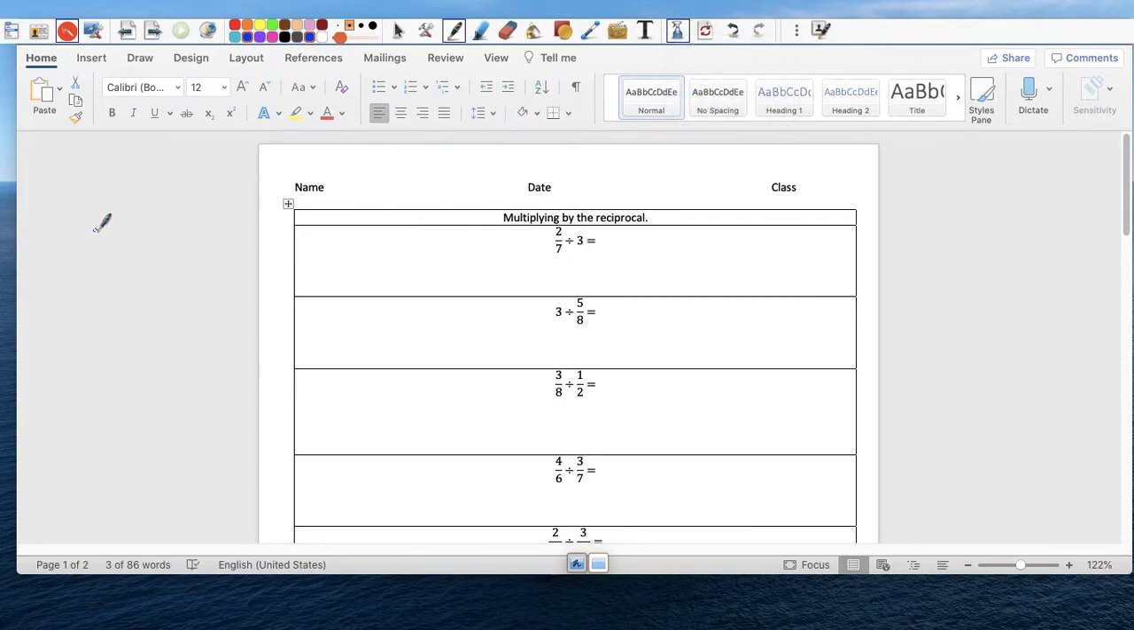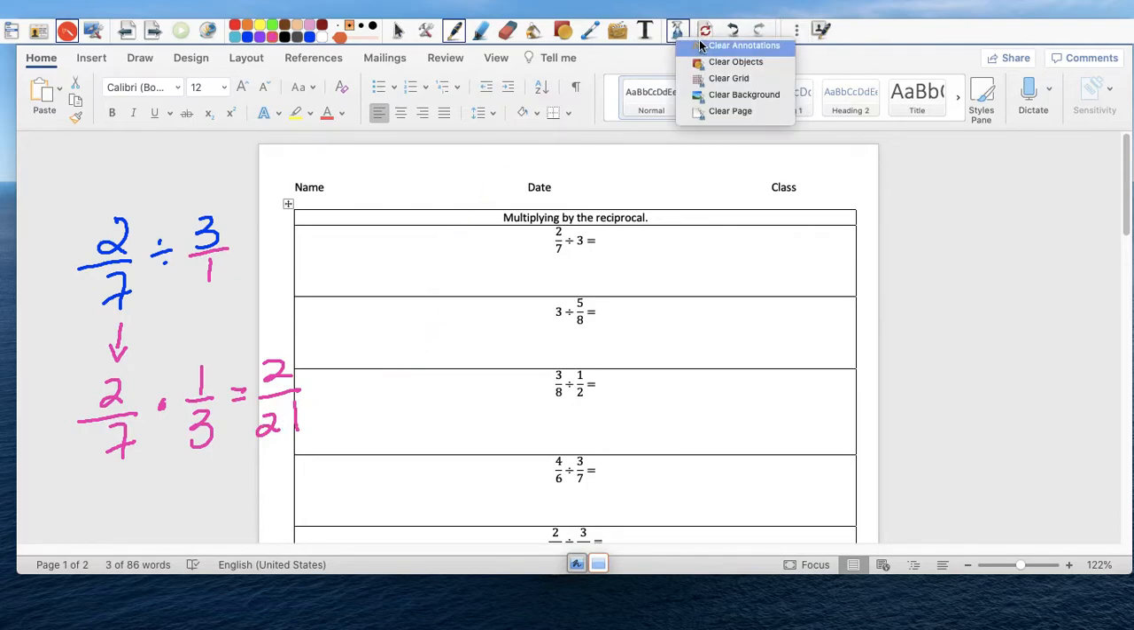So first question, 2 over 7 divided by 3. And remember, we're putting this whole number over 1, just change it to a fraction. Now, this stays, and we're going to multiply. If we're going to change this to a multiplication problem, we're going to use the reciprocal. So 3 over 1 becomes 1 over 3. And we get 2 times 1 is 2 over 21.